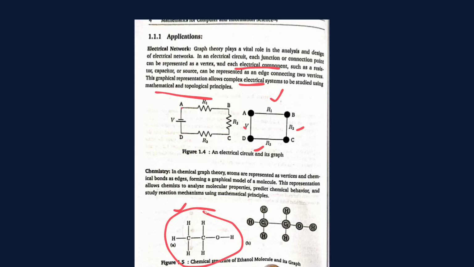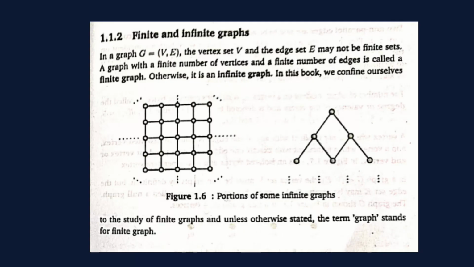Now the next thing that we have here is the finite and infinite graph. Here you have a graph G = (V, E). The vertex set is V and the edge set is E, which may not be a finite set. If the number of vertices and the number of edges are given to us, it is finite, because we know the number of vertices and edges. Such graphs with a finite number of edges and vertices are called finite graphs.